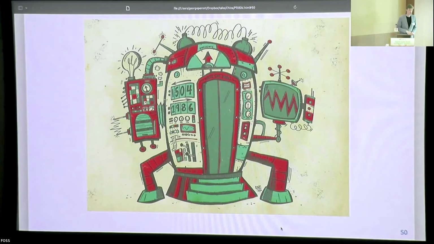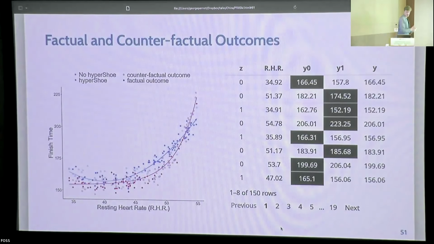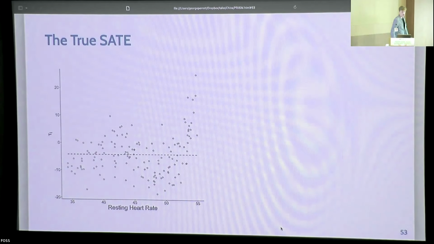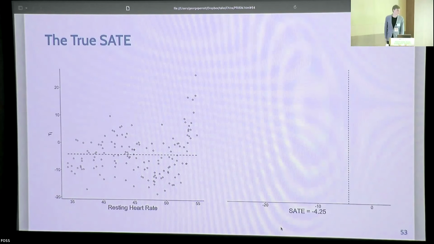Again, we're going to use our magical time machine to go back in time, flip everybody's shoe assignment around, and notice the relationship on this plot. It's the exact same, and the potential outcomes are exactly the same here. The only thing that's different is which one we're actually observing. We're going to do the same thing as before, get everybody's true individual treatment effect, and take the mean. It's going to be negative 4.25, the same number as before. So the SATE is unchanged here.